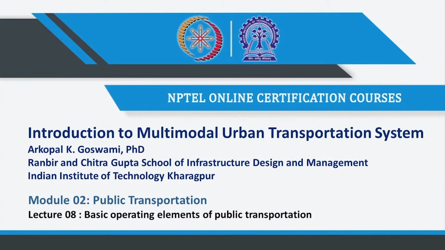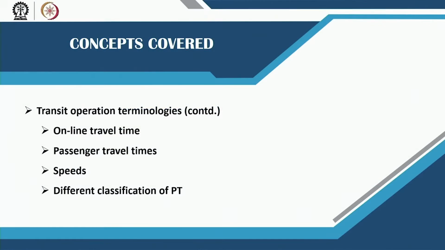Here we will continue from the previous lecture session where we were talking about the basic operating elements of public transportation. In the previous lecture we looked at several operating elements such as capacity, utilization, stops, lines. In this session we will move forward and look at three distinct topics. One is what is line travel time, what is passenger travel time, what are the different types of speeds involved in public transportation, and then we will end with classifying different types of public transportation and give you an idea of how they are classified.